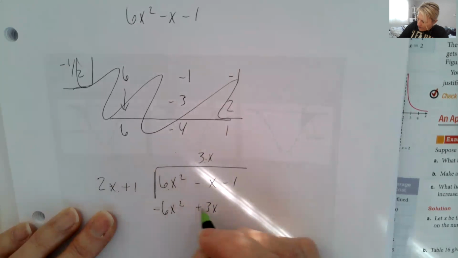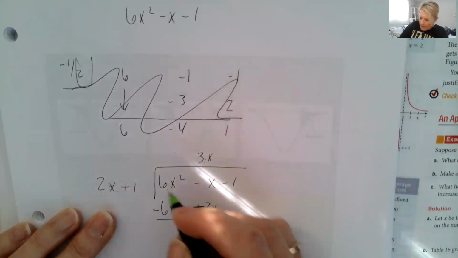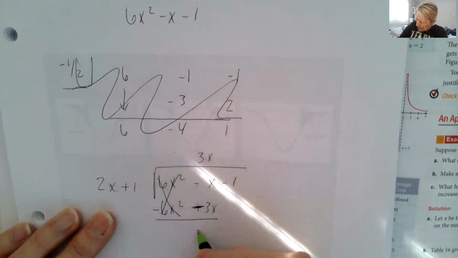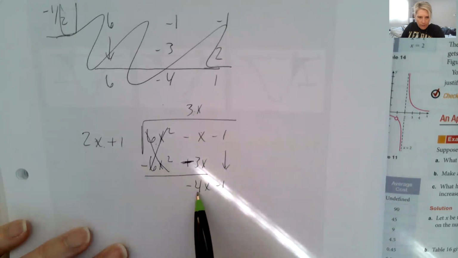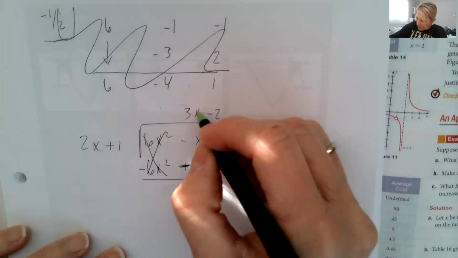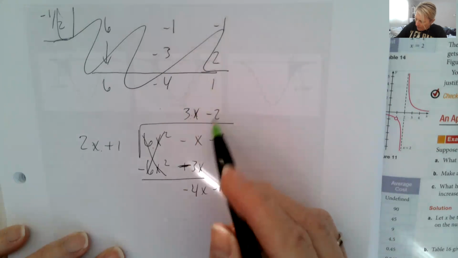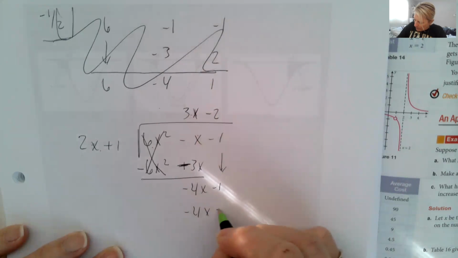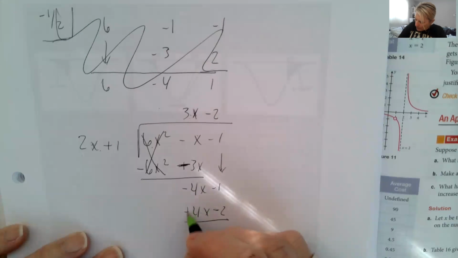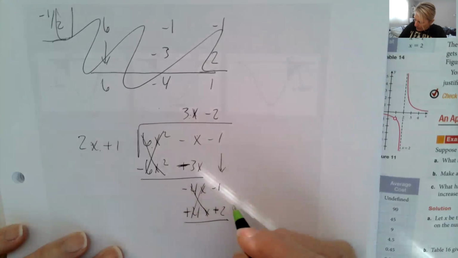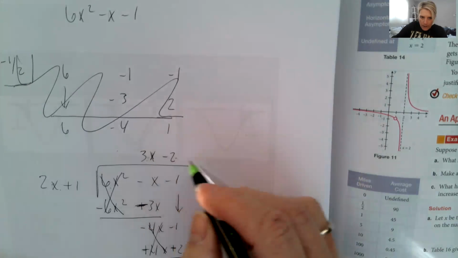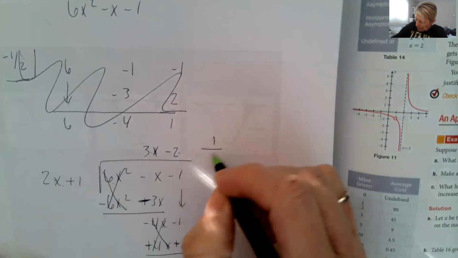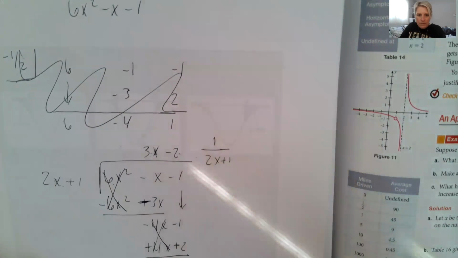And when we subtract, that changes that to a subtraction. Those cancel, and we have a minus 4x, bring down the negative 1. And then 2x times what gives me a negative 4x? So a negative 2. So this becomes a negative 4x minus 2. But when we subtract, we get a positive and a positive. So those cancel, and we have a remainder of the positive 1. So that's where we get 3x minus 2 and the remainder of 1 over 2x plus 1.